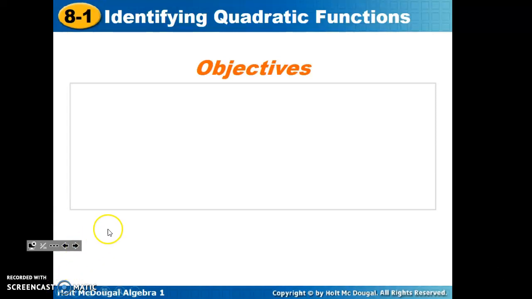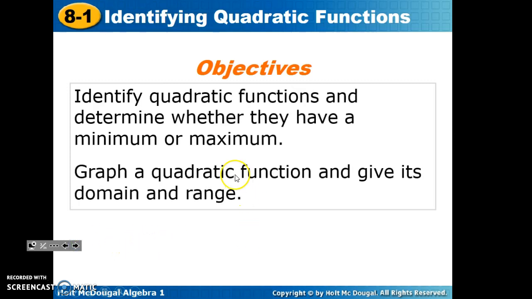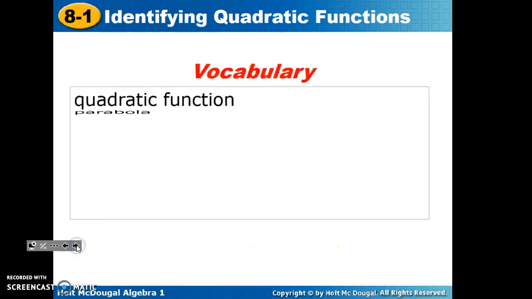So here we go on Chapter 8, Lesson 1. Today our objective is to identify quadratic functions. So far this year we have dealt with linear functions strictly. We're going to identify quadratic functions and determine whether they have a max or a min, meaning a highest or a lowest point. We're going to graph those quadratic functions and give the domain and range.